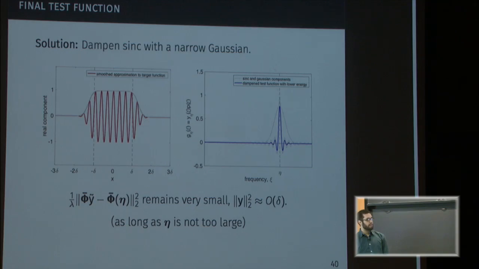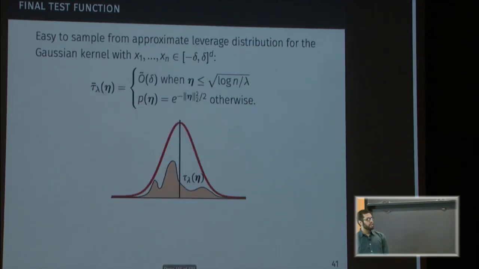We can do this as long as there are some details in setting parameters, as long as eta is not too large. The takeaway is that we get a distribution where, for frequencies bounded less than square root of log n over lambda, we just cap the leverage score at delta. And for far off frequencies, we use the Rahimi-Recht distribution scaled up. So we get a distribution that looks like our original Rahimi-Recht distribution, but it's capped for low frequencies.